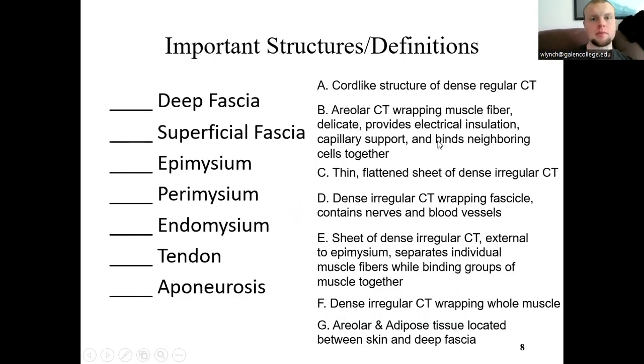So some matching for our important structures here. All right, let's start with what we know first. Well, when we see deep fascia, and then we look at our answer choices.